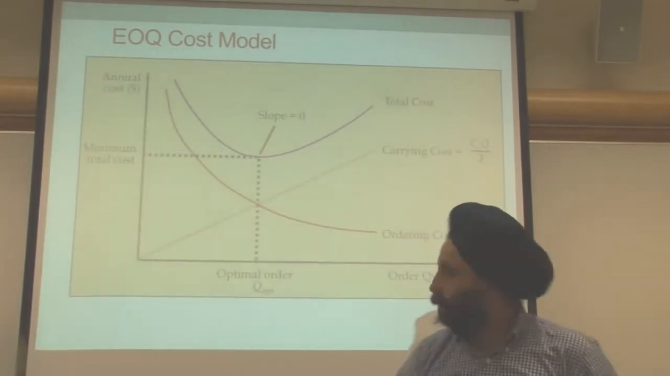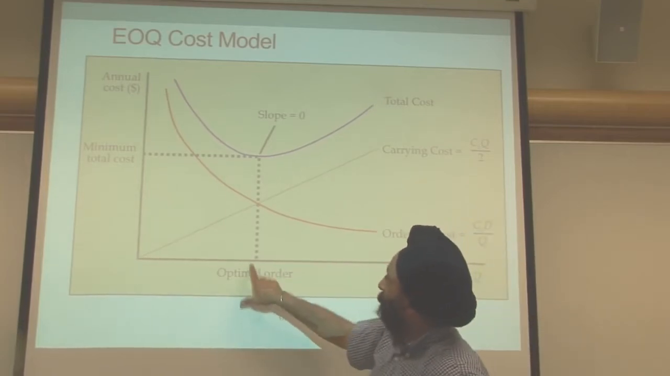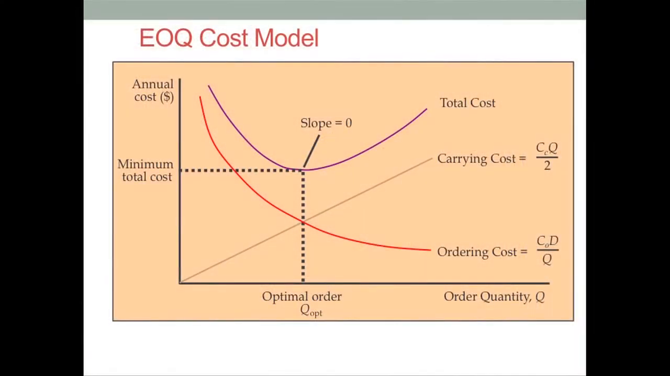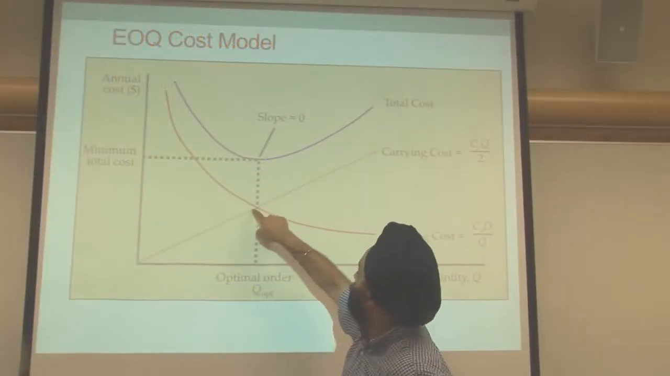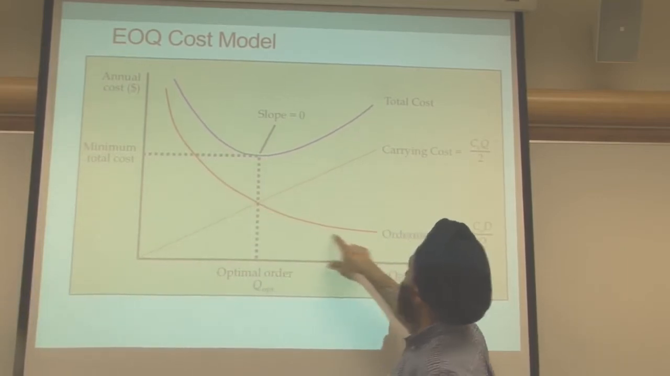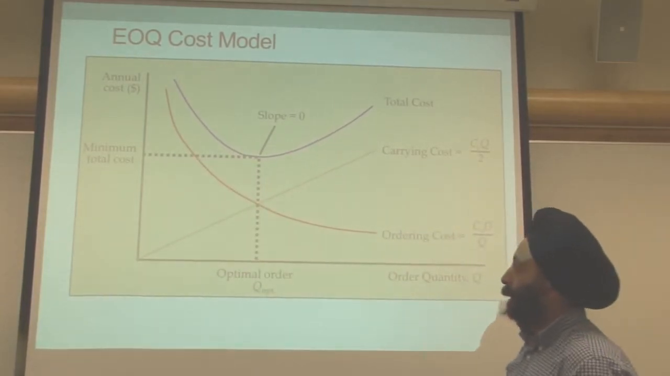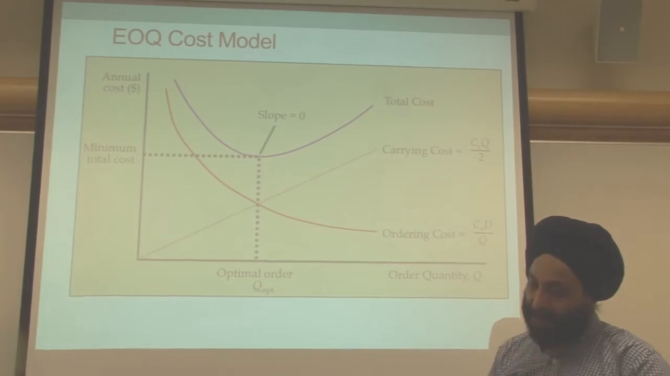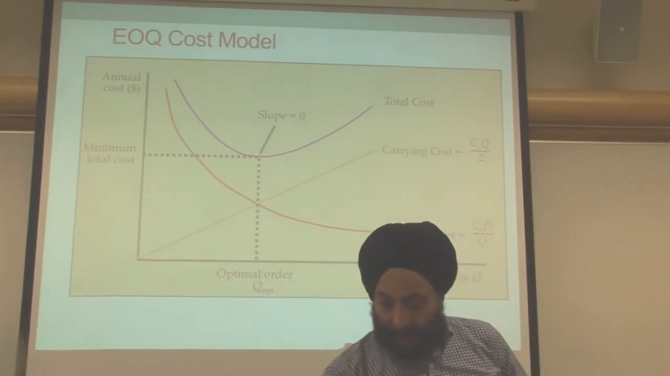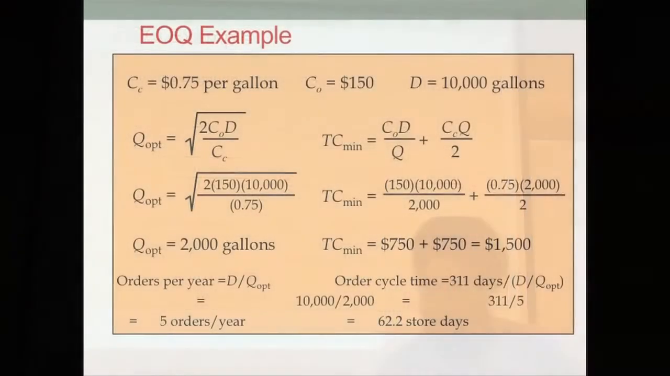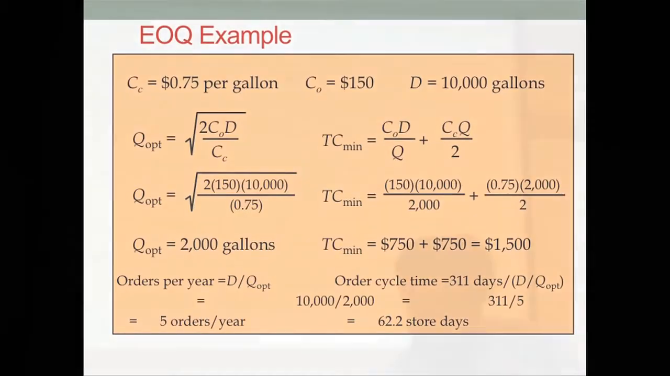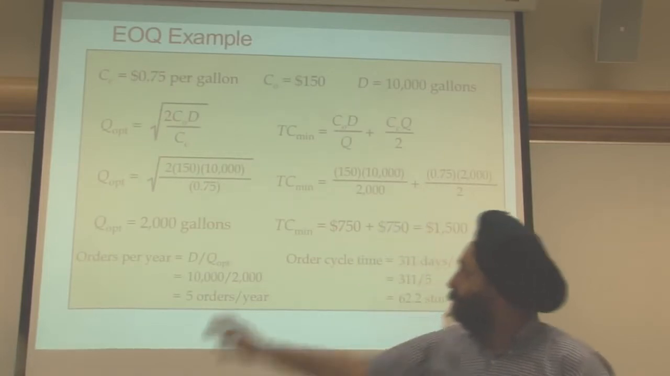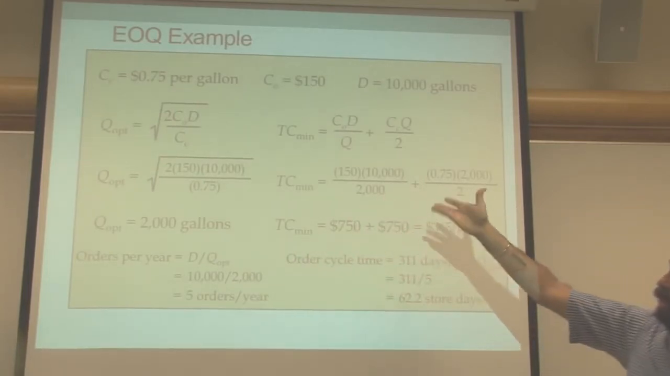In this case, notice that this is the total cost curve, and it happens to be minimum, with the slope 0, at the point where the carrying cost and the ordering cost are exactly equal. So that's an important proof that is the basis of all inventory management. Once you have that, now we can go ahead and take an example.